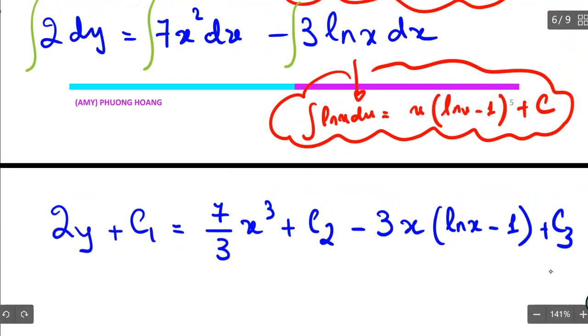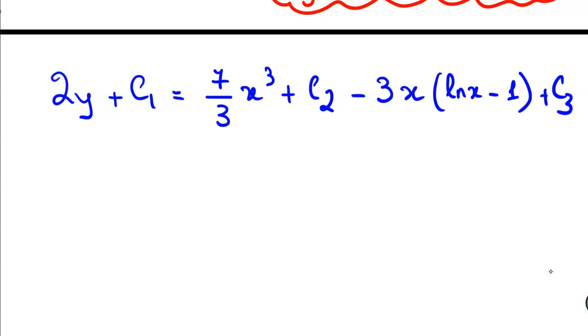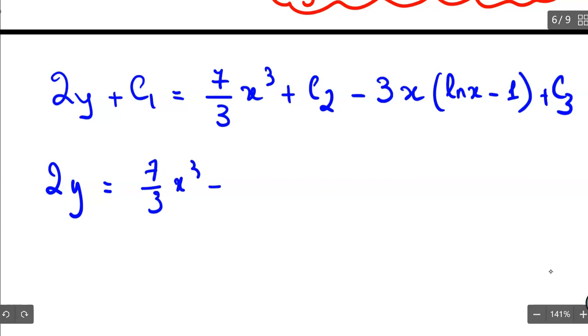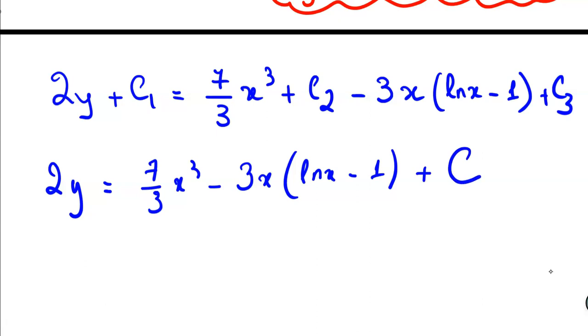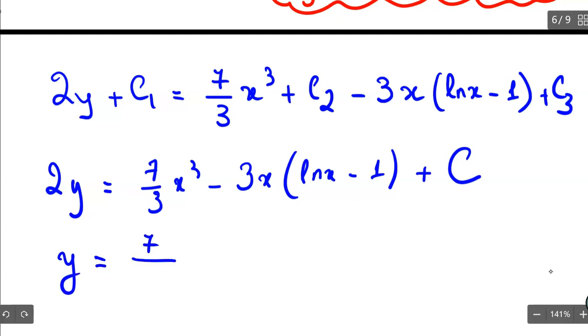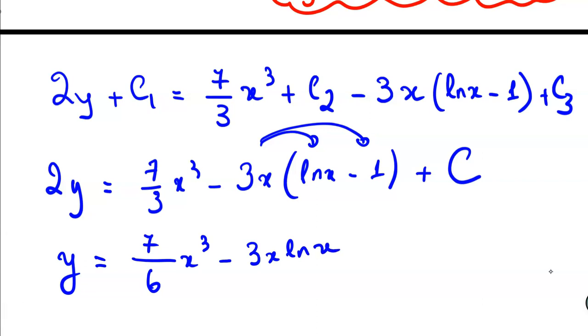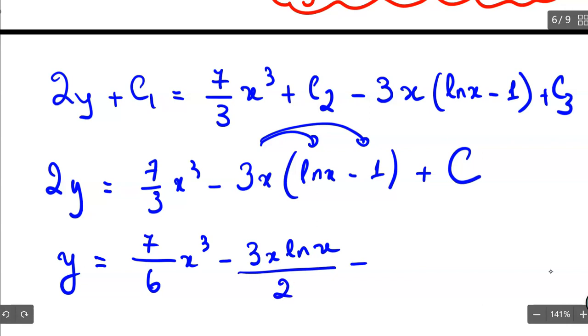And they asked me to solve this differential equation, but in the general solution, I must express everything explicitly for y. Okay, so let's do this first. 2y equals 7 over 3 x cubed, subtract 3x times ln x minus 1, and then I can just add the c. Now I have to divide everything by 2. So this will be 7 over 6 x to the exponent 3 minus, if you want to multiply this inside the bracket, you can, 3x ln x. This one should be divided by 2. And this multiplied should give me 3x, and this should be divided by 2, plus c divided by 2.